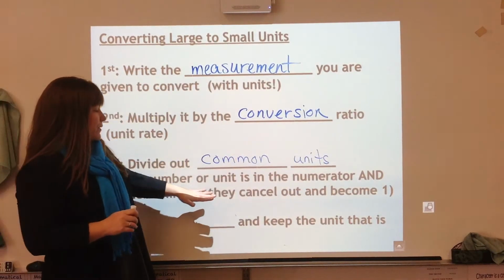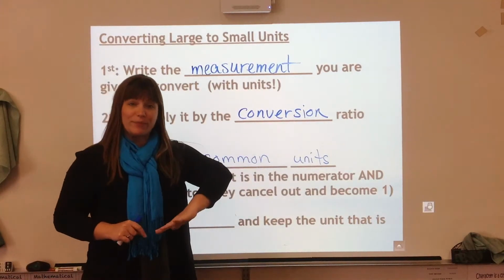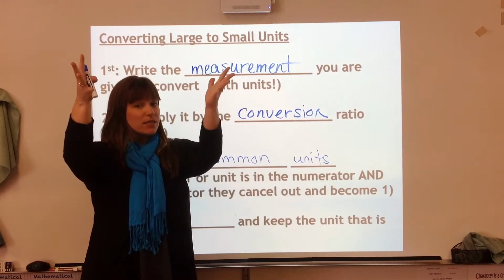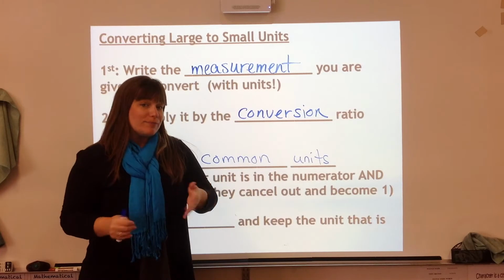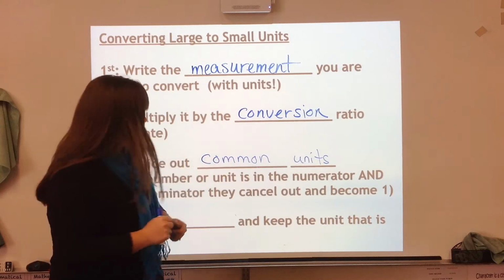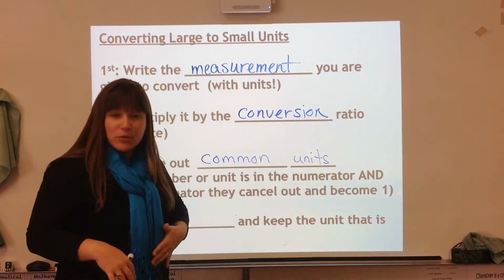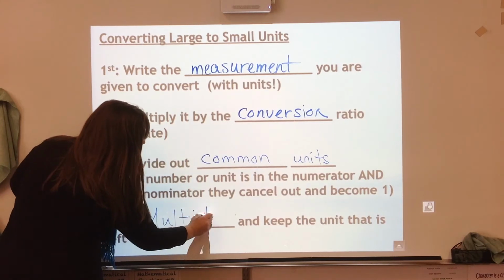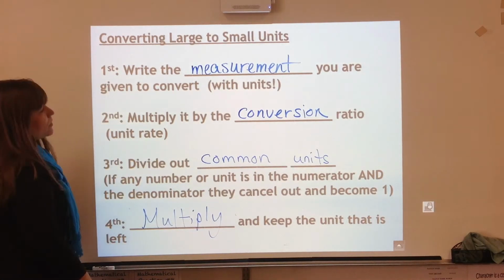So if any number or unit is in the numerator and denominator, they cancel out and become 1. 5 divided by 5 is 1. Same thing for units. If you have feet in the numerator and feet in the denominator, they can cancel out and become 1. 1 times something is always itself, so that's why it kind of disappears. The last thing we're going to do is after we cross out those common units, we're going to multiply. And we will be left with the unit that we want to convert to. So let's do an example, and this will all become a little bit clearer.